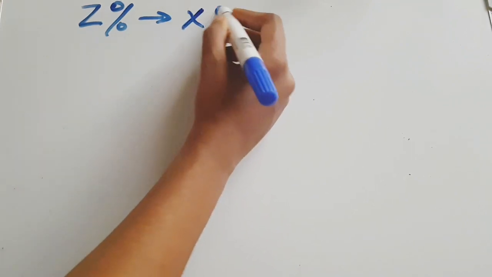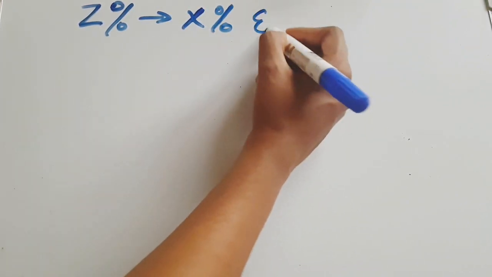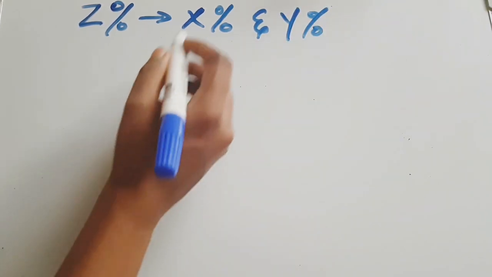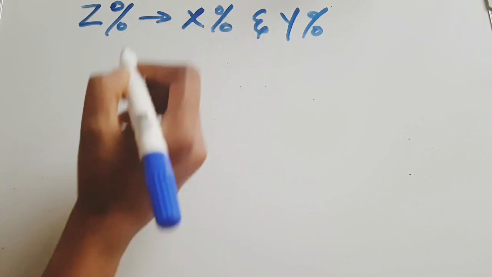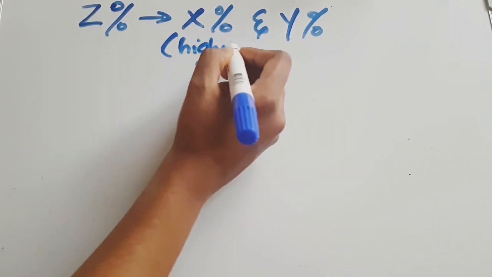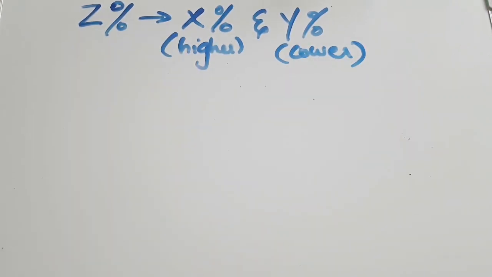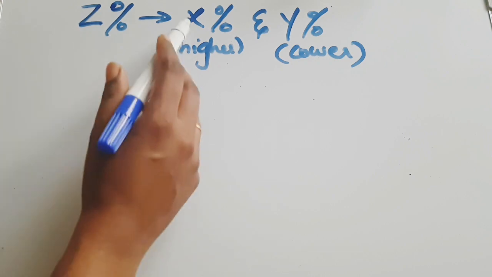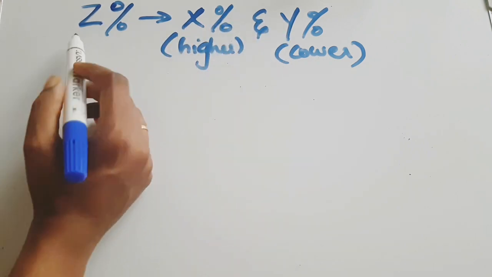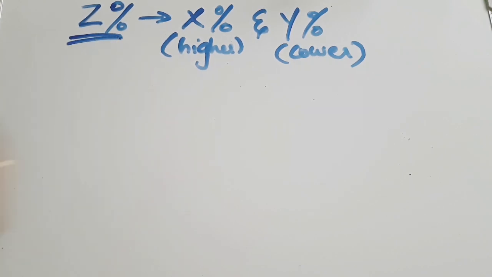Suppose we have to prepare a solution with a certain percentage concentration or strength by mixing two different solutions of strength X percentage and Y percentage. Among these, X can be considered as the higher concentration, and Y can be considered as the lower concentration. Now let's see in which ratio X and Y should be mixed in order to get a solution with concentration or percentage Z.